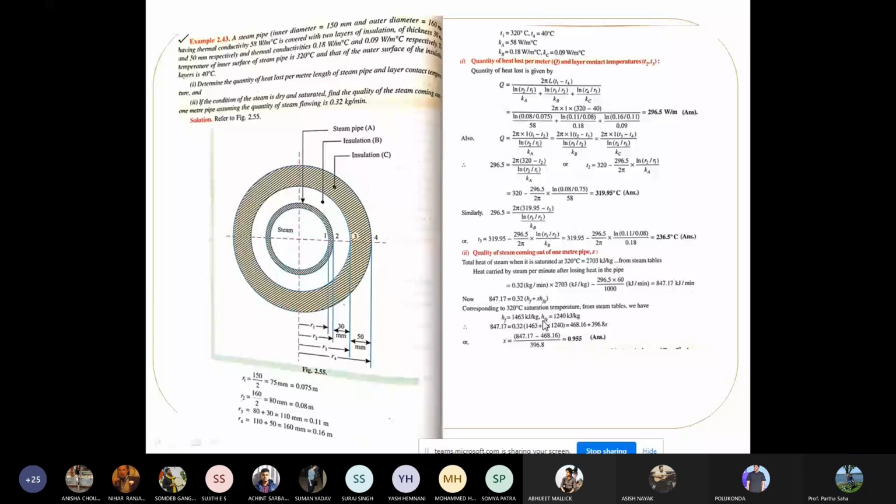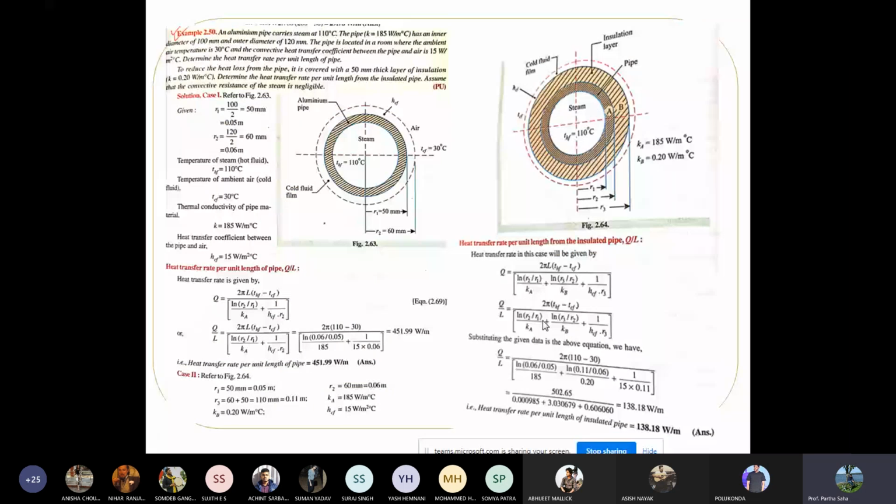Okay, actual data. Let us look at this final problem and then we'll move to the next chapter, next part. An aluminium pipe carries steam at 110 C, the pipe thermal conductivity K is 185 watt per meter C, and it has an inner diameter of 100 millimeter and outer diameter of 120 millimeter. The pipe is located in a room where the ambient air temperature is 30 C and the convective heat transfer coefficient between the pipe and air is 15 watt per meter squared C. Determine the heat transfer rate per unit length of pipe.